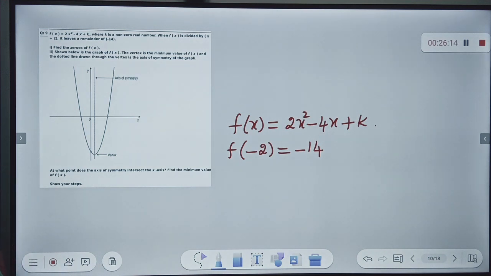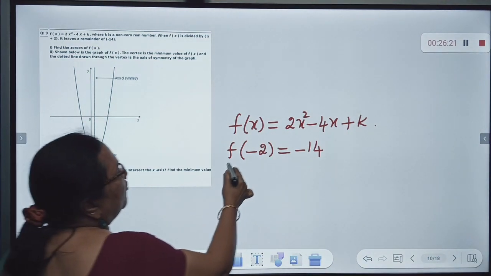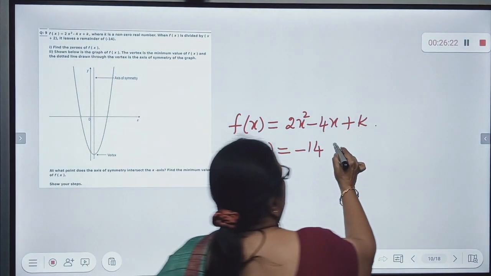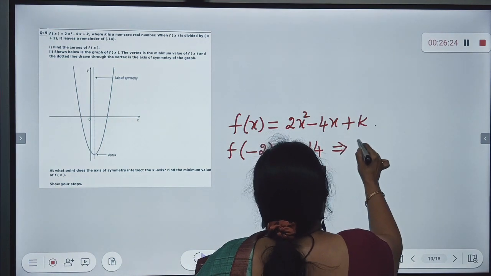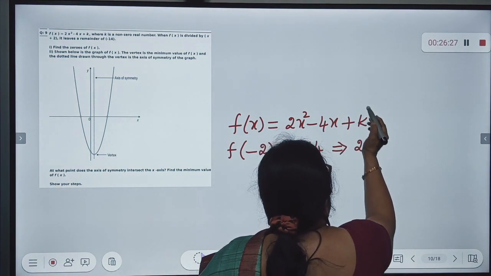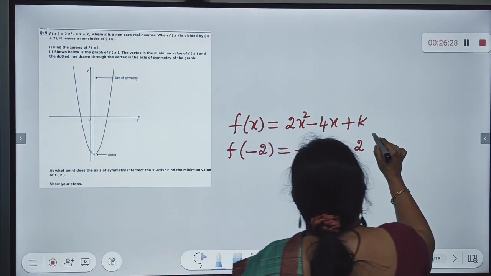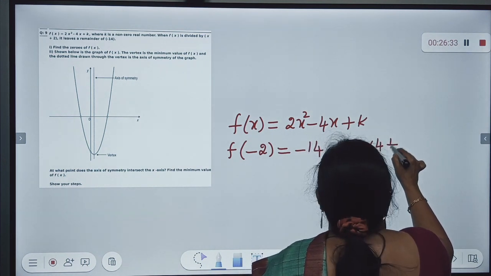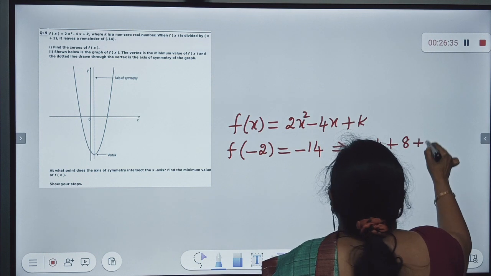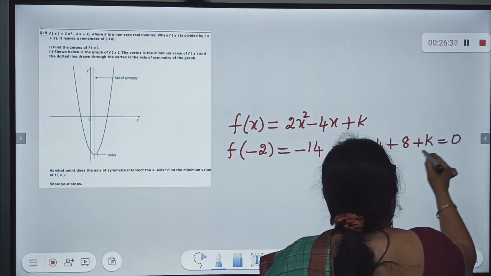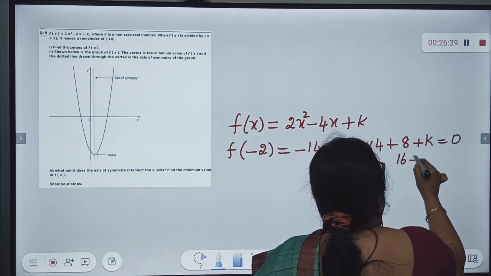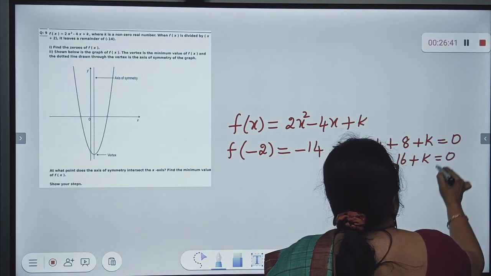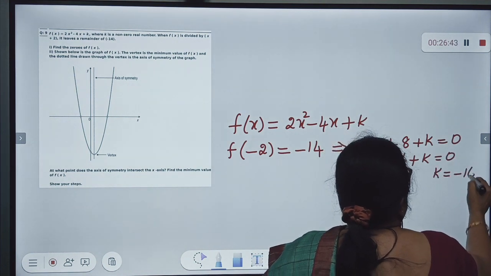This is also factor theorem and remainder theorem which you have learned, and we are going to connect that with polynomials. So f of minus 2 equal to 14. This implies 2 into minus 2 square, which is 4. Minus 4 into minus 2 is plus 8 plus k equal to 0. So 16 plus k equal to 0 or k equal to minus 16.